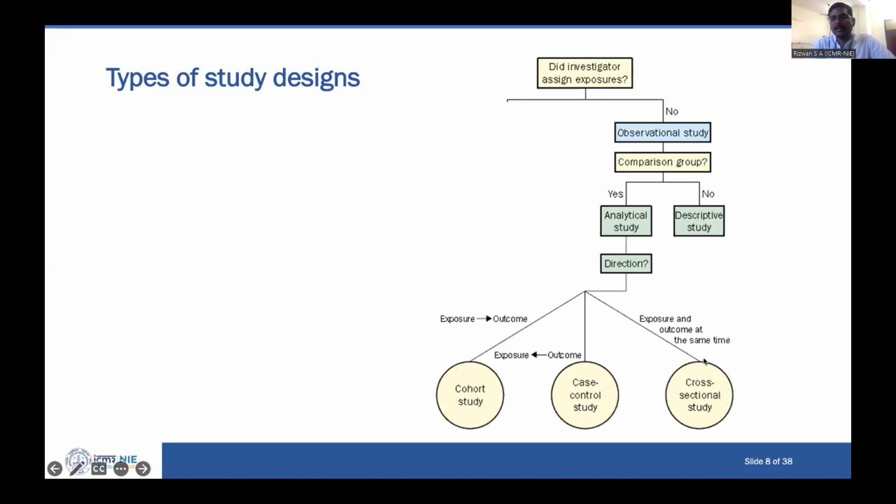Now, please remember, cross-sectional study will come here as well as here. So descriptive studies are also called cross-sectional studies without an analytical component. But if you had an analytical component, you would also put it under the analytical study design. So that is how we classify the different study designs. We are going to see these three study designs in great detail in the subsequent slides.